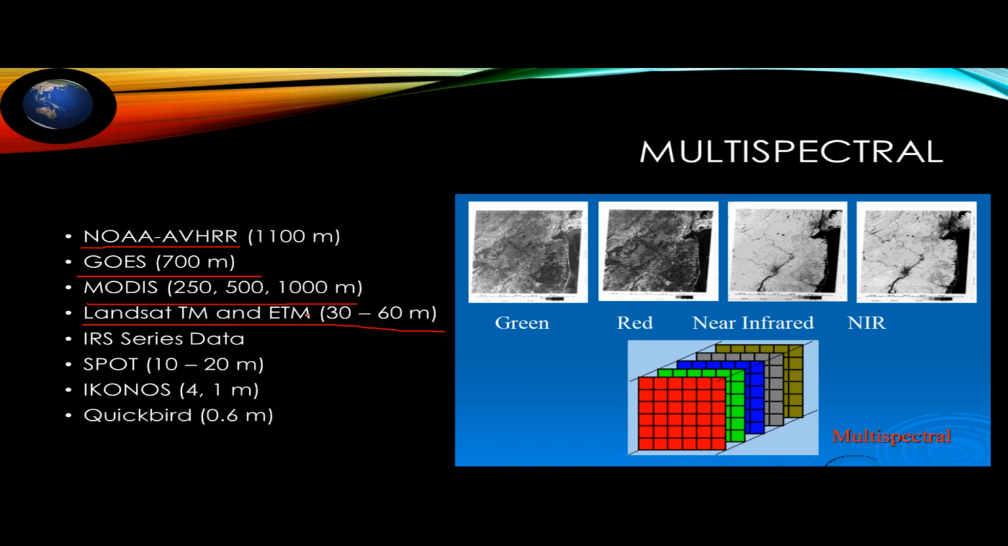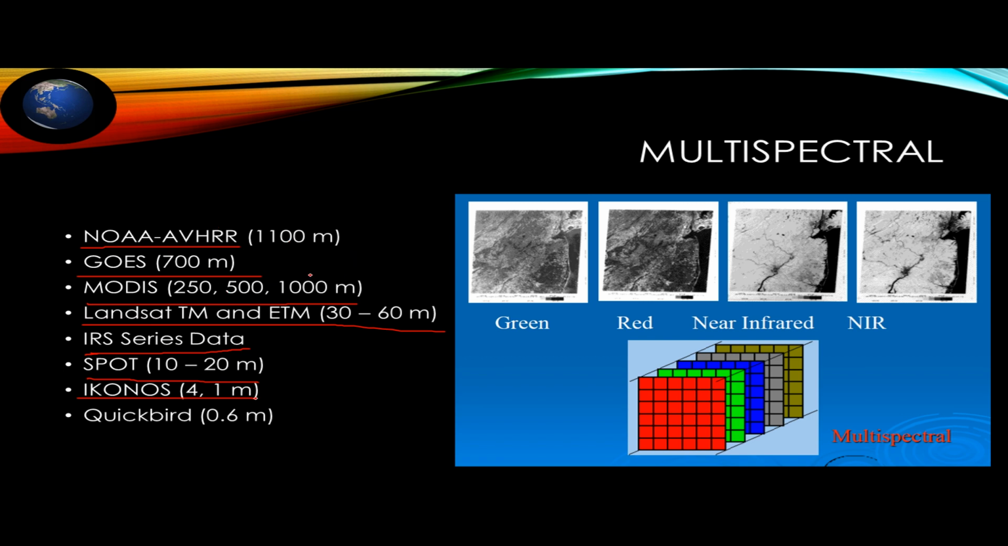Like if you see, Landsat is giving around 30 meter to 60 meter resolution. Indian remote sensing series data is also giving a resolution of around 15 to 30 meter only. SPOT is giving a resolution of around 10 meters to 20 meter, but IKONOS is giving very good resolution. These 4 meter, 1 meter, or these bracket things are the resolution.